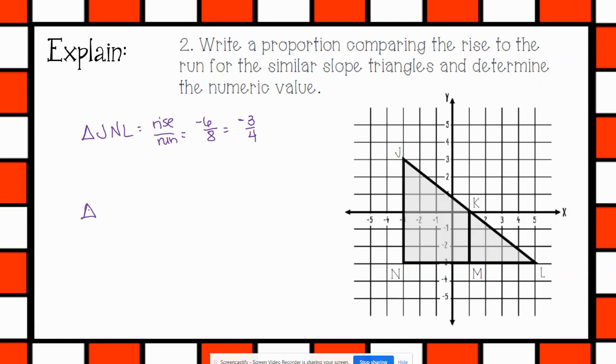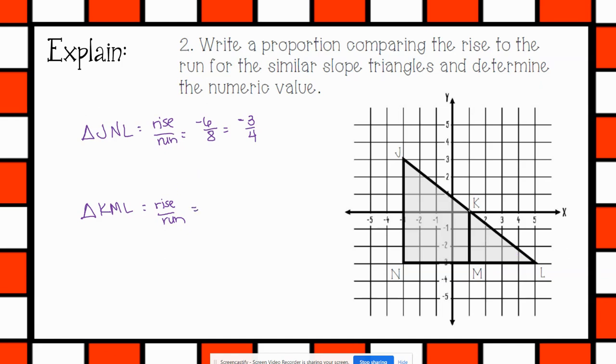Now let's look at the smaller triangle. So the smaller triangle here is triangle KML. So we're going to find the rise over run for this to figure out KL because we notice that that's the line that both of these triangles share.